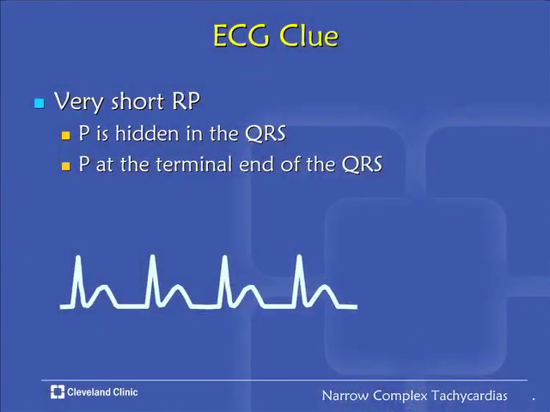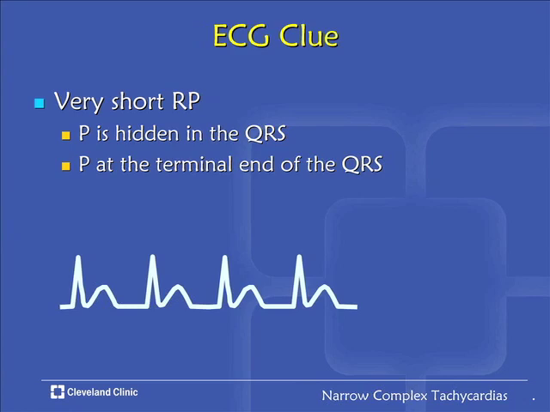So what's gonna happen is your atrium is activated at the same time as the ventricle. So you're gonna have a P wave at the same time as you have a QRS. We have a bigger QRS compared to the P wave, so most likely we're not gonna see the P wave. So every time you see a tachycardia where you do not see a P wave, think about AV nodal reentrant tachycardia or junctional tachycardia.